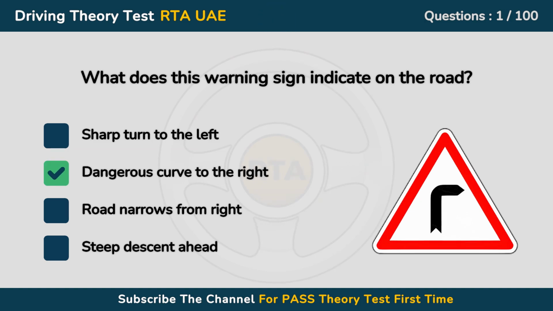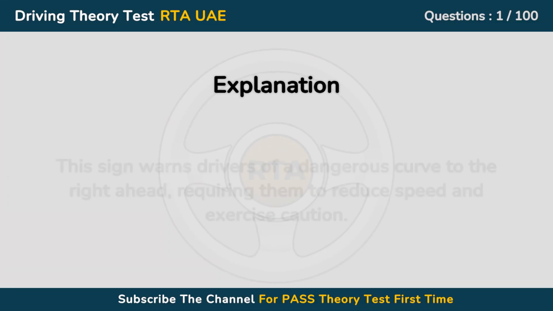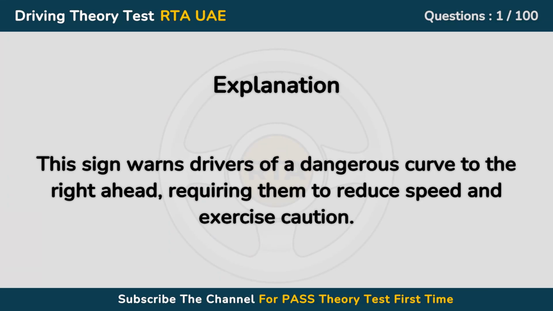Answer is B. Dangerous curve to the right. This sign warns drivers of a dangerous curve to the right ahead, requiring them to reduce speed and exercise caution.